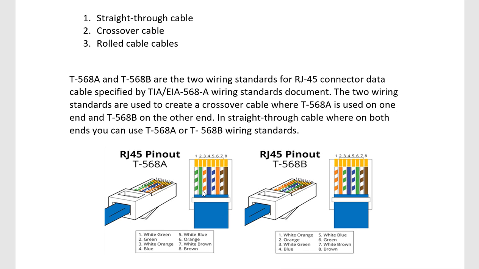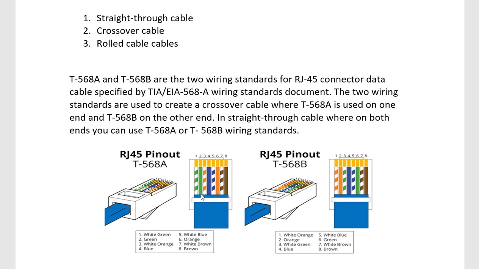The 4 basic colors are green, orange, blue, and brown. These are the 4 basic colors. So you have 4 cables that are completely these colors: one cable is completely green, one cable is completely orange, one cable is completely blue, and one cable is completely brown.